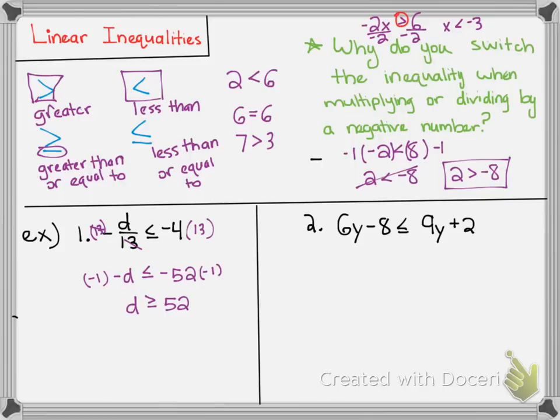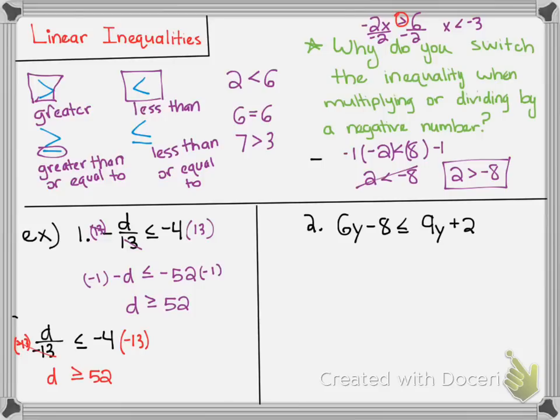Now, some of you may have said, well, in the original problem, I can just say that's negative 13, which you can, because on a fraction, the negative can go to either the top or the bottom, just not both. So if you did it that way, then you just have to multiply each side by negative 13. Those cancel, and it's only one step. d is greater than or equal to a positive 52. Okay? So let's look at the second one now.